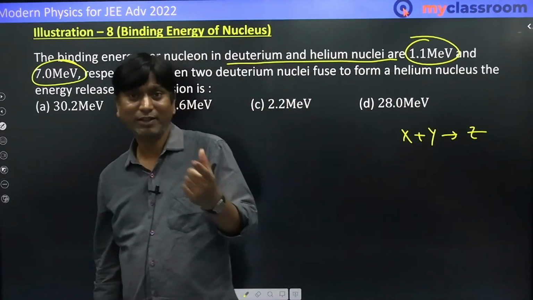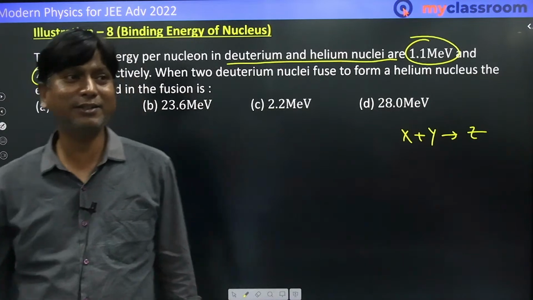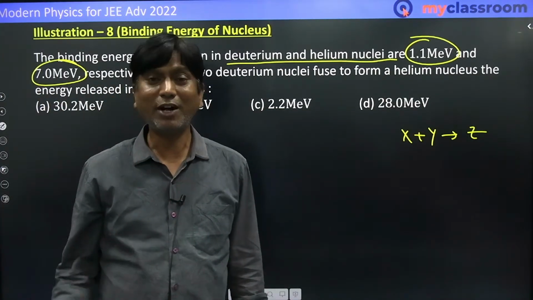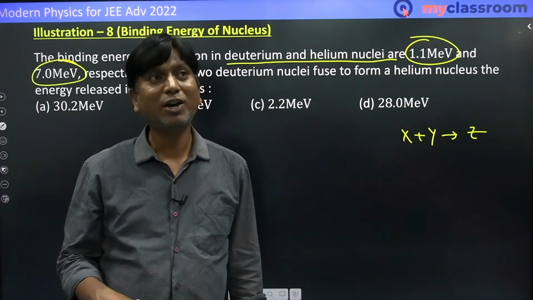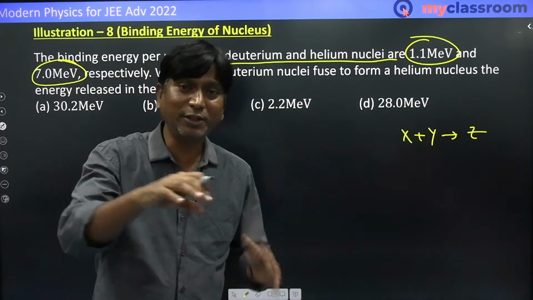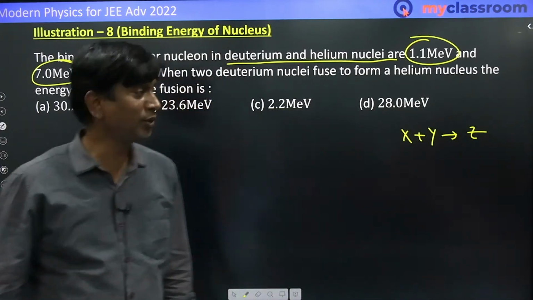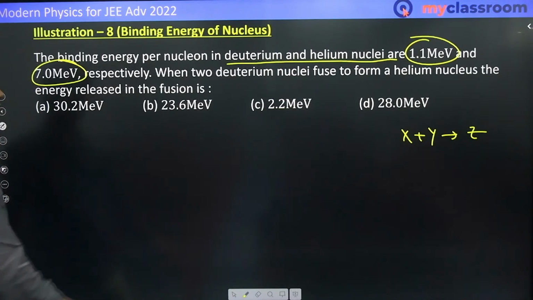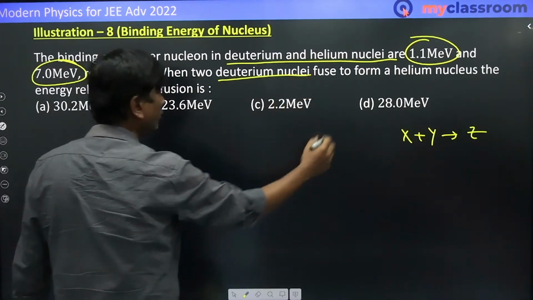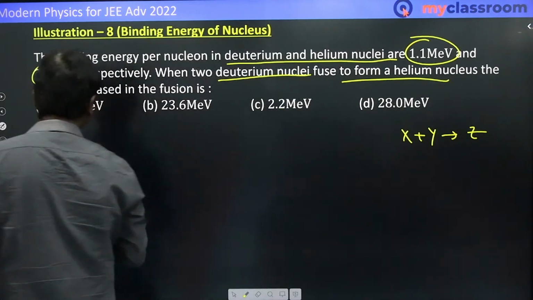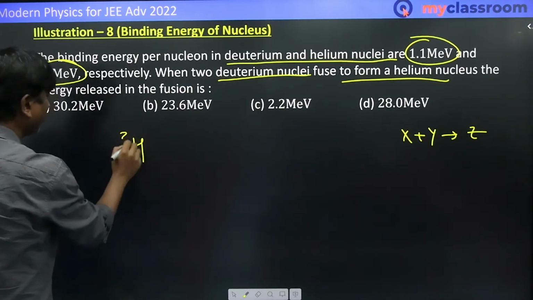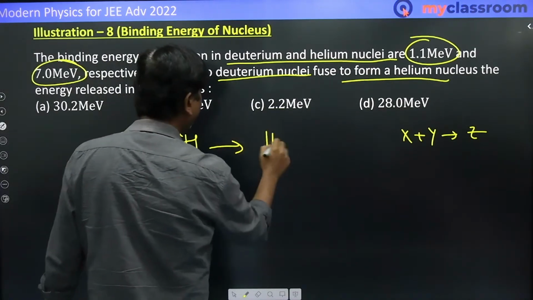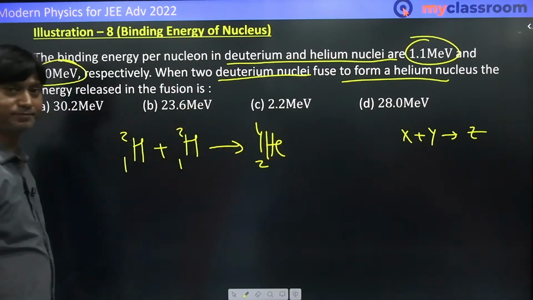That is the trick in binding energy, because we know binding energy is nothing but the energy released in the formation of the nucleus from its nucleons. That is the definition of binding energy, or it can also be defined as the energy required to break the nucleus into its constituent nucleons. Right, so let us discuss now. Two deuterium nuclei, H21 plus H21, fuse to form a helium nucleus, He42, correct?